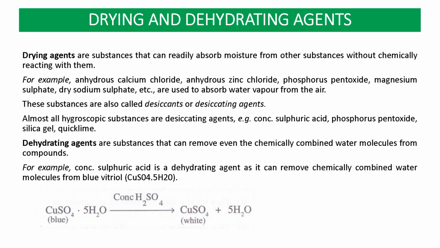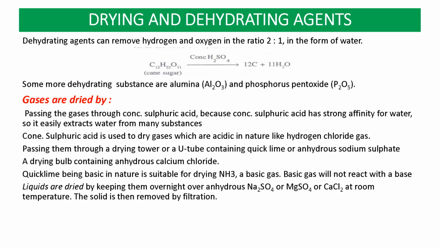So there is a basic difference between a drying agent and a dehydrating agent. A drying agent does not chemically combine with the substance, but a dehydrating agent removes chemically combined water molecules from the substance. If we want to remove water of crystallization from any substance, we will use dehydrating agents. Dehydrating agents can remove hydrogen and oxygen in the ratio of 2:1 in the form of water.